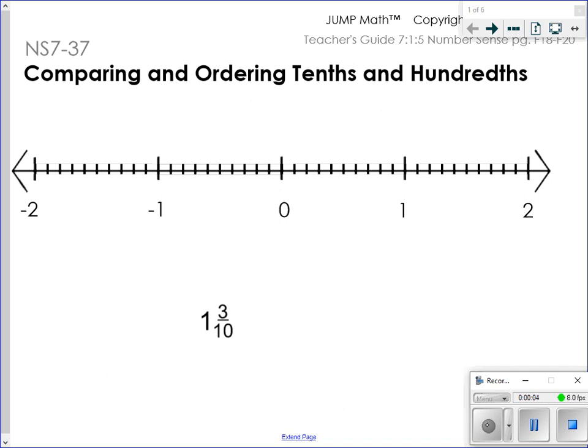Today we're going to learn how to use a number line to help us compare and order either decimal numbers or fraction numbers that are tenths or hundredths. So first, let's review what we know about a number line.